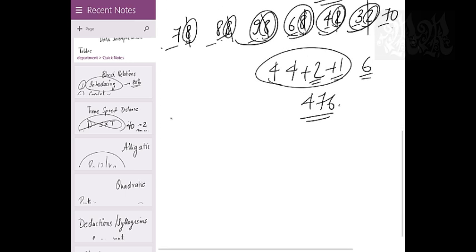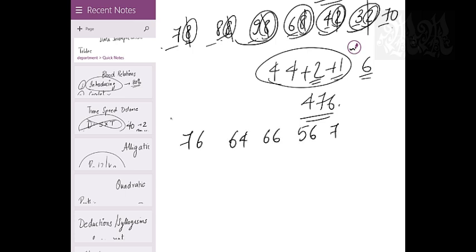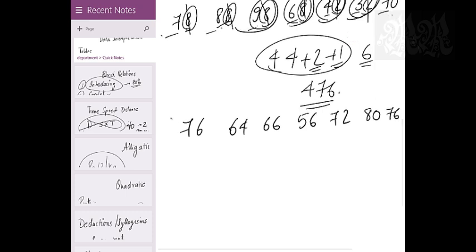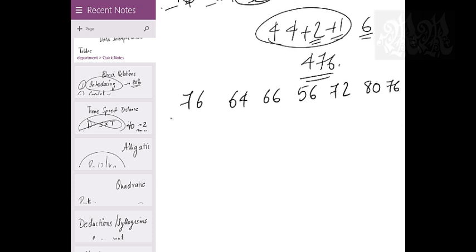Let's take one more example just for your practice. 76, 64, 66, 56, 72, 80, and 76. Let's add these numbers. What do you merge? There's a smarter way out here. A further smart way would be merging these three. 666 gives you 8 at the back, and a 2 gives you a 10. So I've merged these four together.